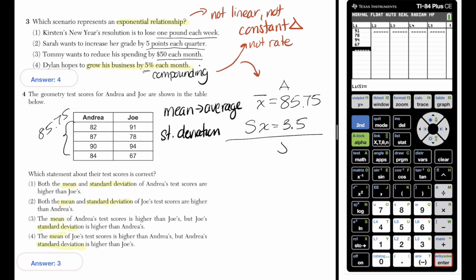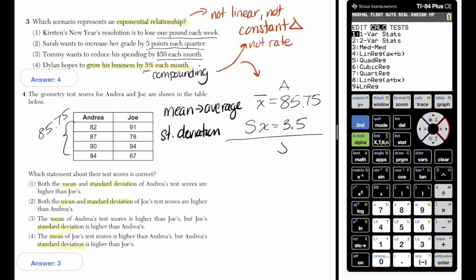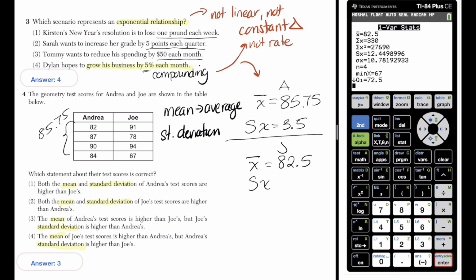I'm going to do the same thing. I'm going to hit Stat again, move over to Calculate, one variable statistics, enter, enter, enter, and now I have his numbers. So his mean is 82.5. That's his average score, but his standard deviation is way larger. It's 12, I'm going to round this, 12.45, meaning his scores are farther away from his average.